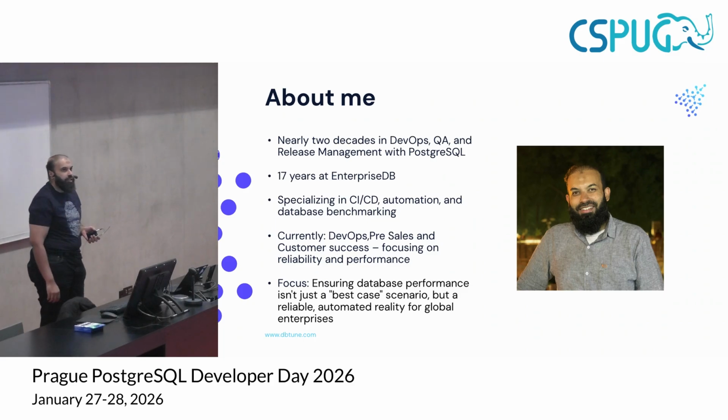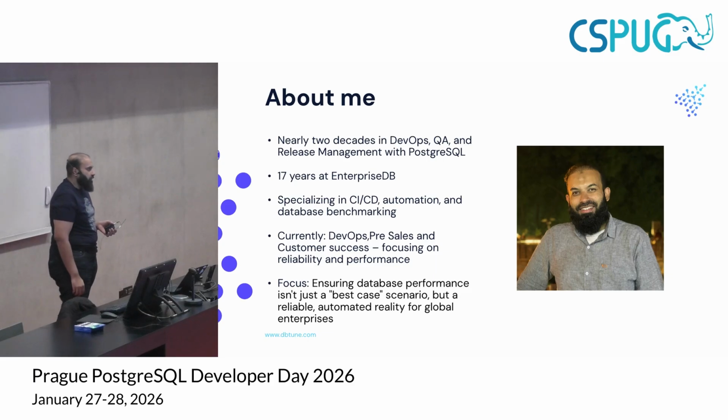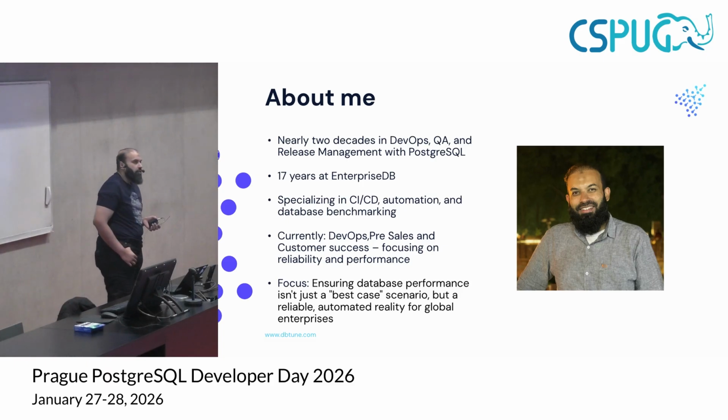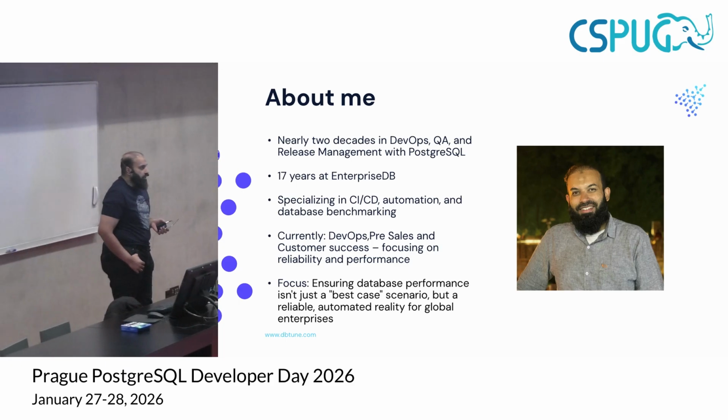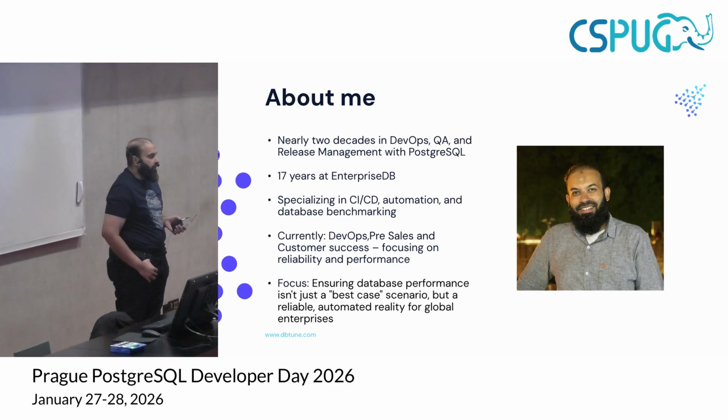My name is Mohsin Ejaz. I've been in the Postgres space for close to 2 decades now. Most of my time has been with Enterprise DB. I am mainly on the DevOps, QA, and release management side of things. I specialize in CI/CD, automation, and database benchmarking. For the past 2 years, I've been part of DBTune, where I serve as a senior DevOps engineer. I also participate in pre-sales activity and customer success engagement.